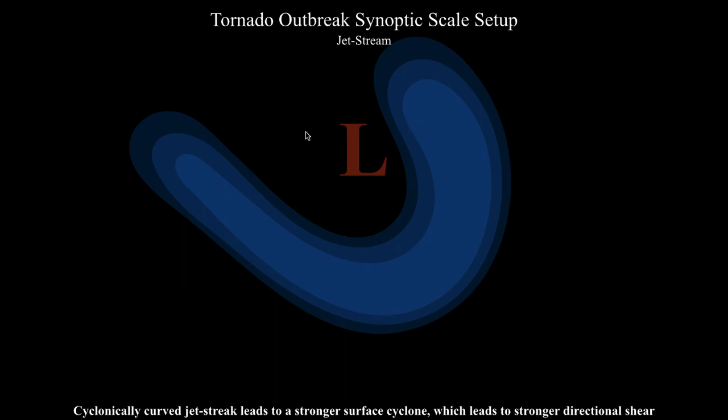But that's going to do it for this segment on the synoptic scale setup for a tornado event. And in the next segment, we're going to do the same thing, but we're going to focus on the synoptic scale setup for a derecho event. So with that, I will see you all in the next segment.